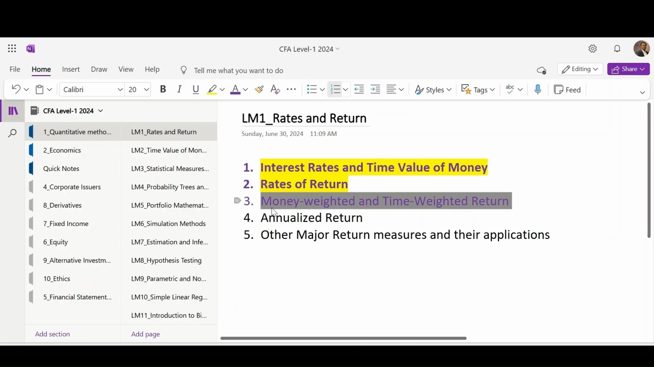Now we have finished the third LOS in learning module 1, that is money weighted and time weighted return. Moving on to the fourth LOS, we will explore annualized return measures and continuously compounded returns, highlighting their respective applications. Stay tuned for the upcoming video.